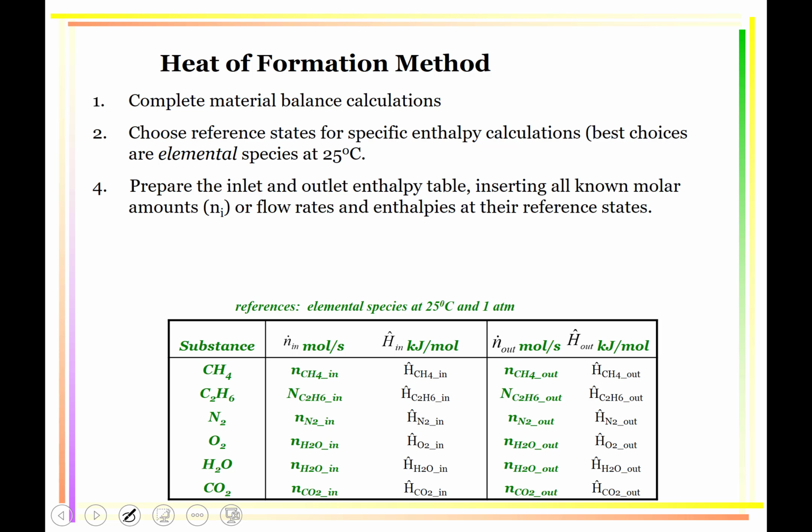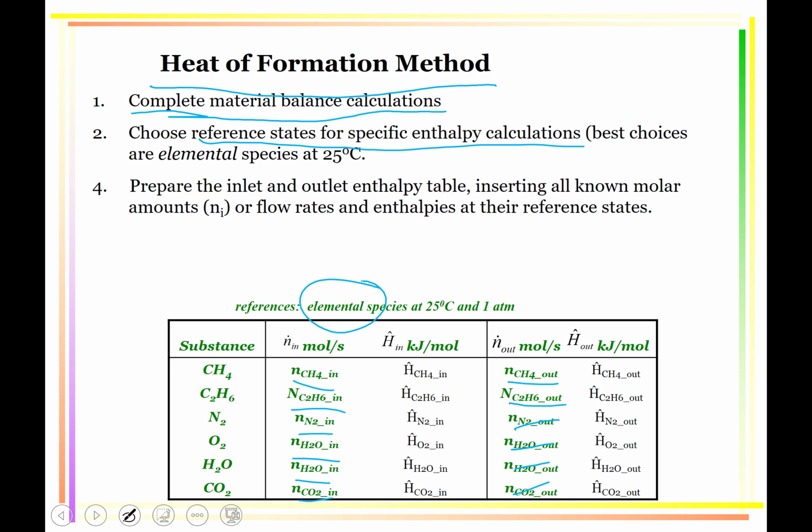Now we're switching directions here. The formation method is different. Again, we calculate the material balances so we can know all of these molar numbers, all the numbers of moles. Then we're going to choose our reference states as the elemental species at 25 degrees C and 1 atmosphere. Elements: carbon, hydrogen, nitrogen, etc.